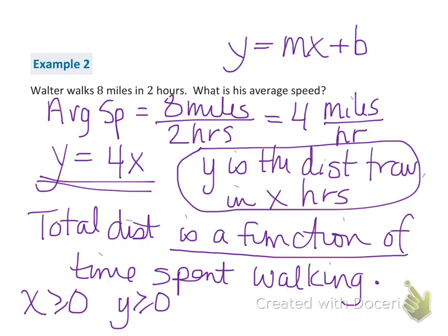And in this example, we'd have limitations on x and y. We can't have negative amounts of time, so x has to be greater than 0. And since x is greater than 0, y is going to be greater than 0 as well.